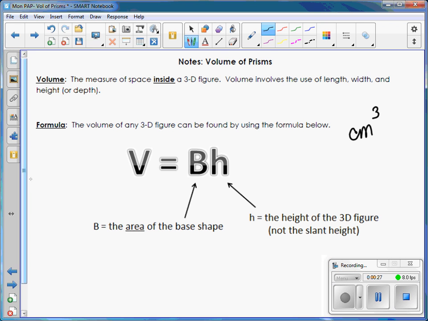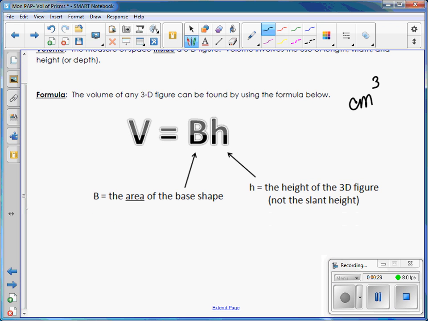Now you do have a basic formula for volume. That is big B. Notice it's big B. That means it's the area of the base. And then you're using the height of the figure.